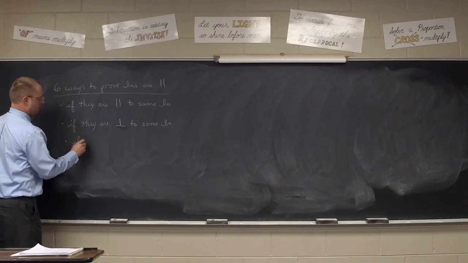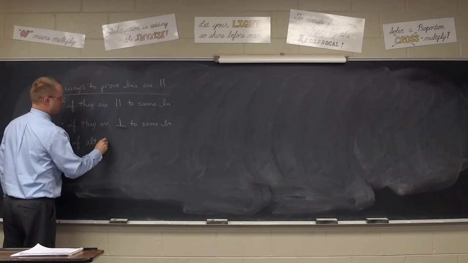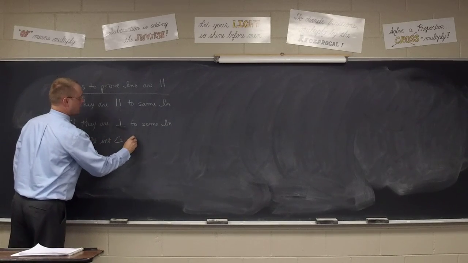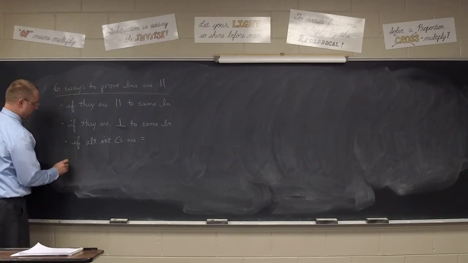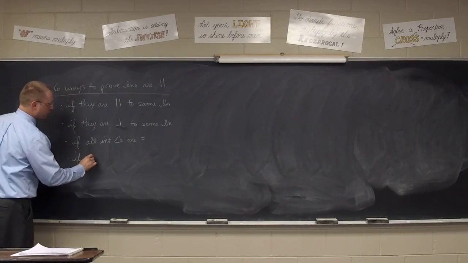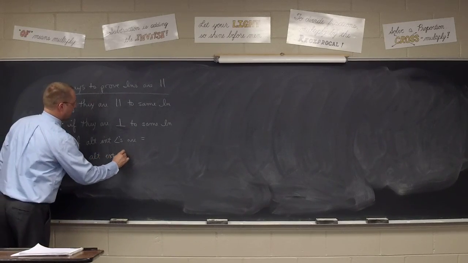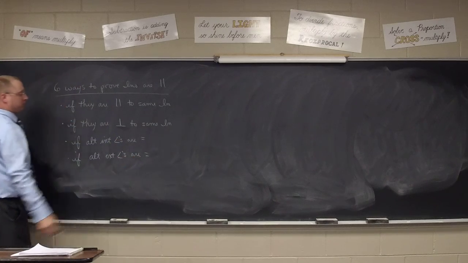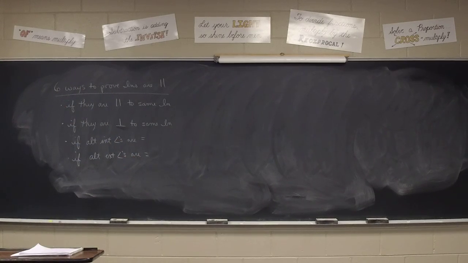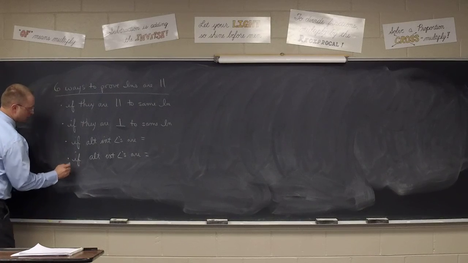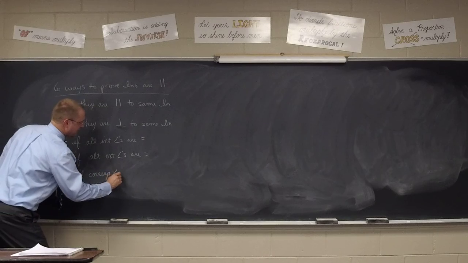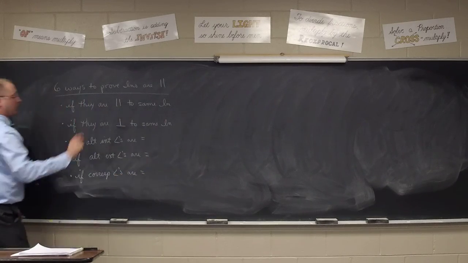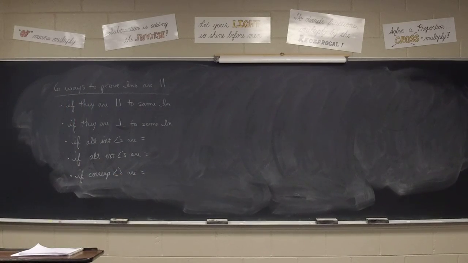Number 3, if alternate interior angles are equal. Really, we only need one pair. If you can get any pair of alternate interior angles equal, then they're going to be parallel. Theorem 7, if alternate exterior angles are equal, then they're going to be parallel. Number 5, if corresponding angles are equal, then they're going to be parallel.